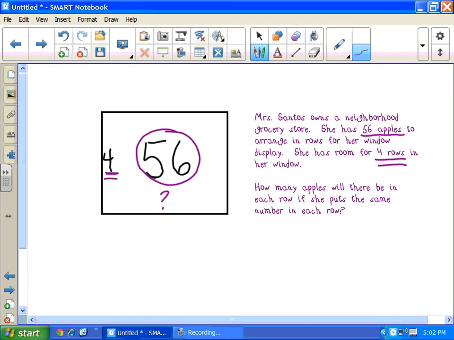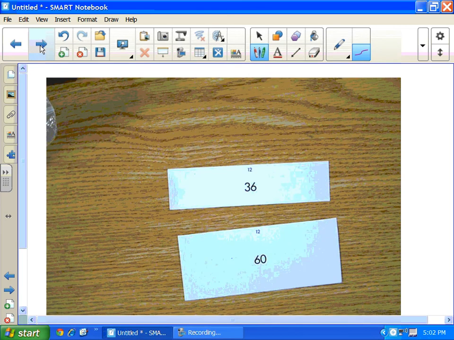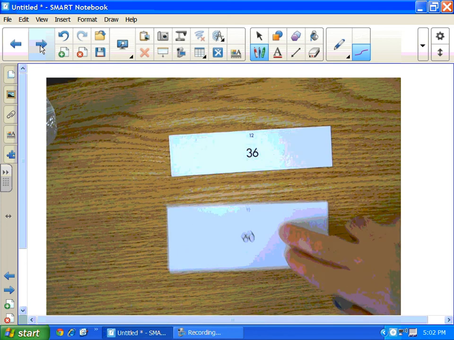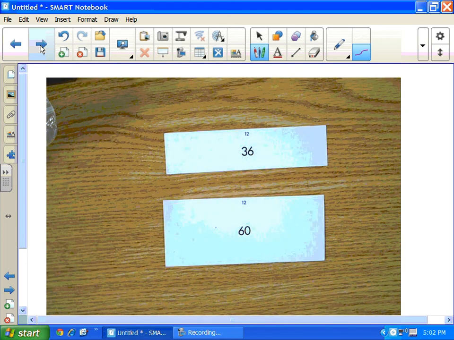So, to begin the game, you're going to spread out all the array cards in front of you with just the product side showing. So like this. Of course, you're going to have a lot of cards out in front of you on the desk because there are a lot of array cards, but I'm going to just start with these 2 to give an example. You'll take turns and you'll choose an array card.